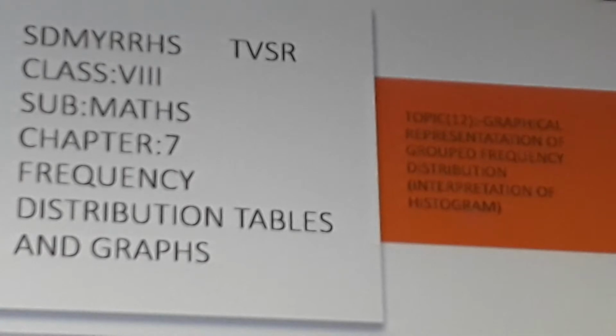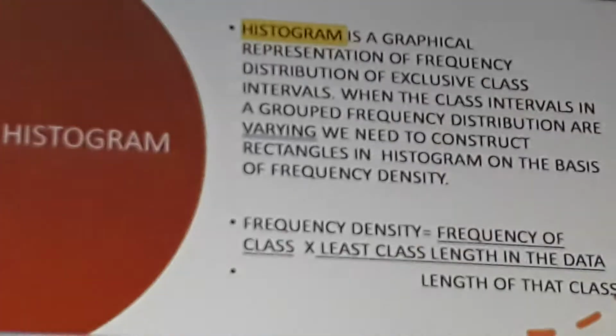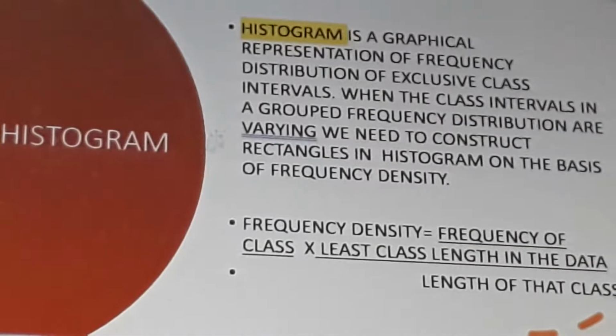Today we learn about graphical representation of grouped frequency distribution, that is interpretation of histogram. Definition of histogram: histogram is a graphical representation of frequency distribution of exclusive class intervals.